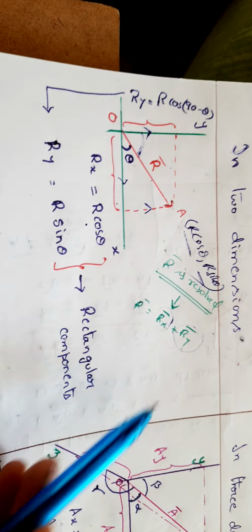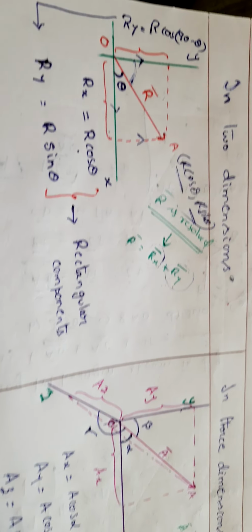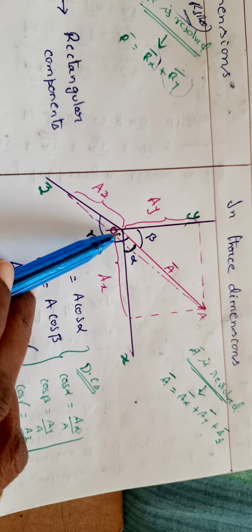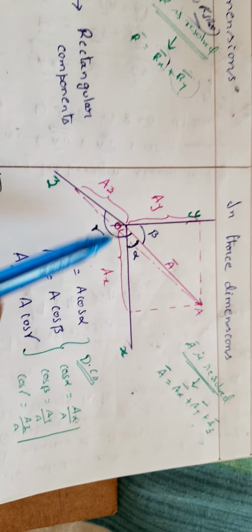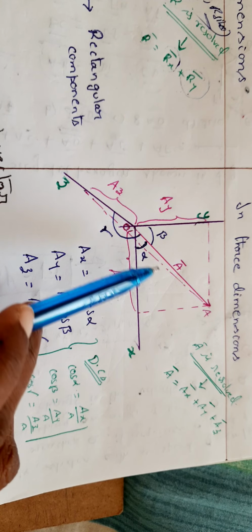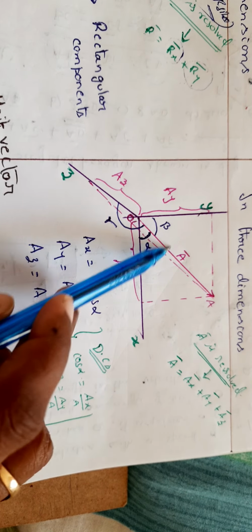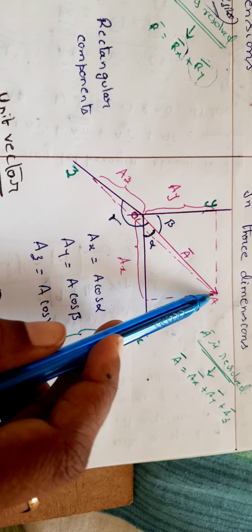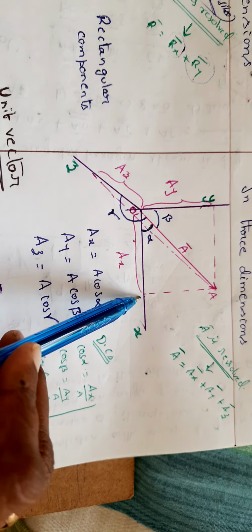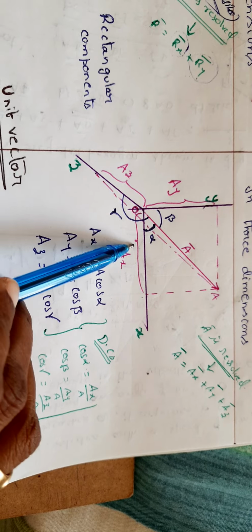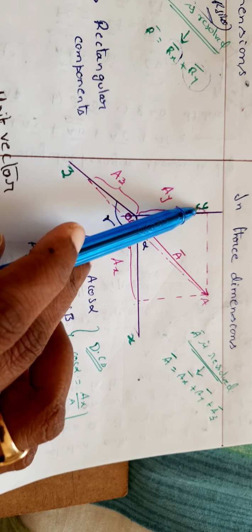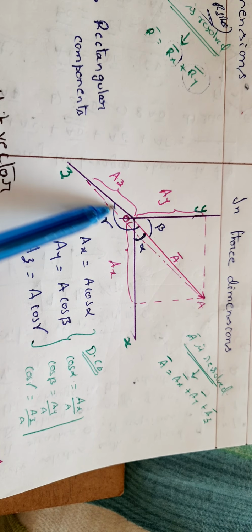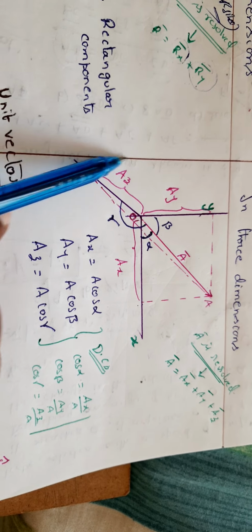Before that, let's move on to 3-dimensional. So if you are defining a vector in a 3-dimensional space, that is a bar. Here we are defining a bar. Projection of a bar onto x-axis is ax. Projection of a bar onto y-axis is ay. And projection of a bar onto z is az.